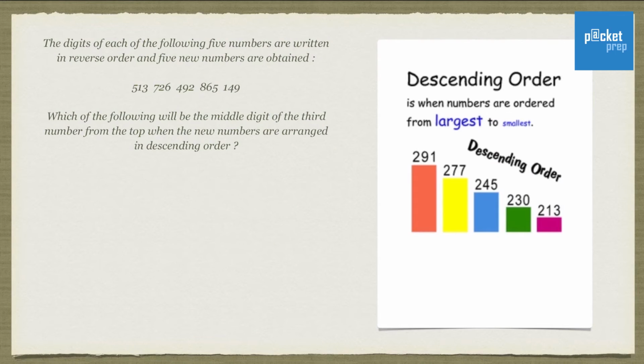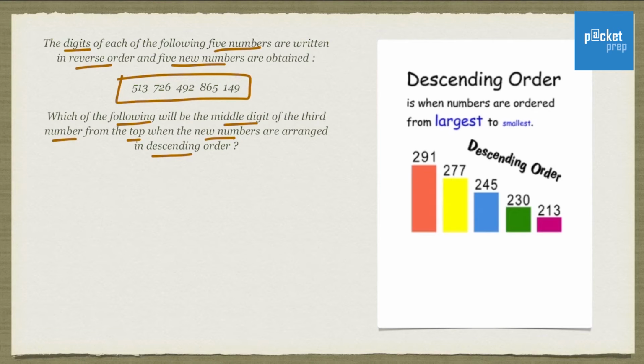Here is another question. The digits of each of the following 5 numbers are written in reverse order and 5 new numbers are obtained. He is asking us to reverse each of these numbers. What to do after that? Which of the following will be the middle digit of the third number from the top when the new numbers are arranged in descending order? Firstly, it is asking us to reverse each of these numbers and then arrange the reversed numbers in descending order. Let's follow a step-by-step sequence.